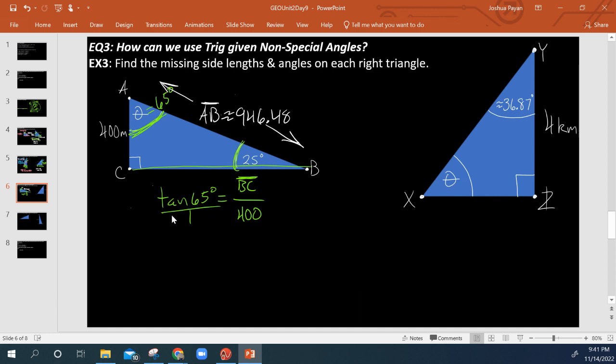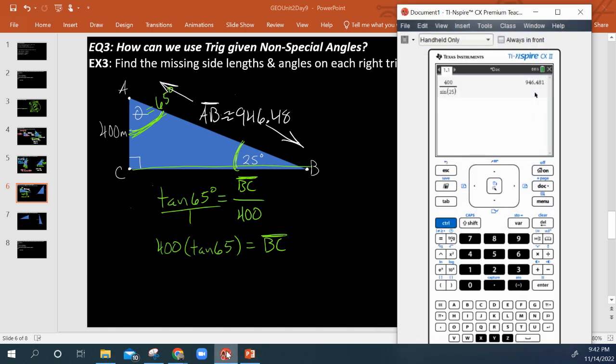And I'm going to multiply both sides. We're going to cross multiply here, but it's obviously just going to be that we multiply by 400 on both sides. And we end up with our answer is going to be 400 times the tangent of 65 degrees. So 1 times BC, well, that's just BC. Okay, and then we're going to chuck that in the calculator.